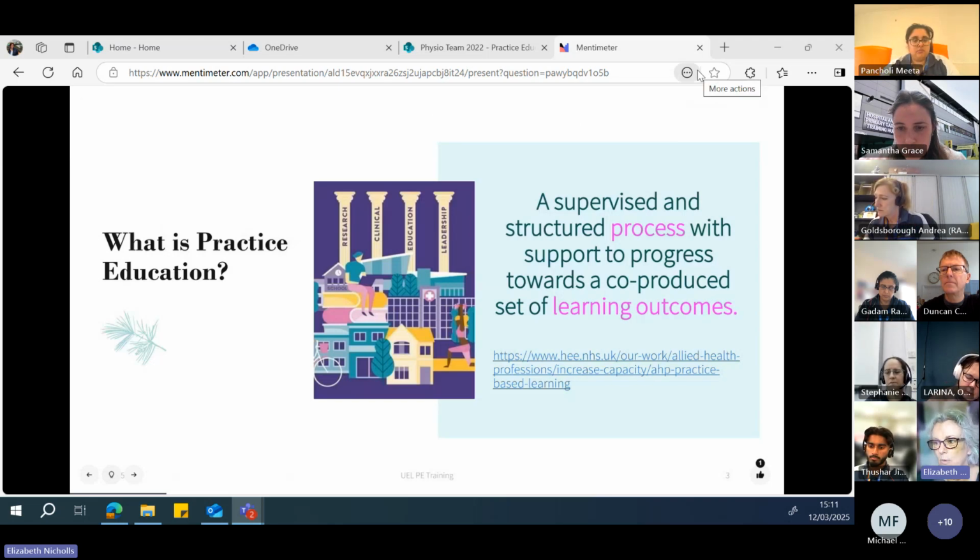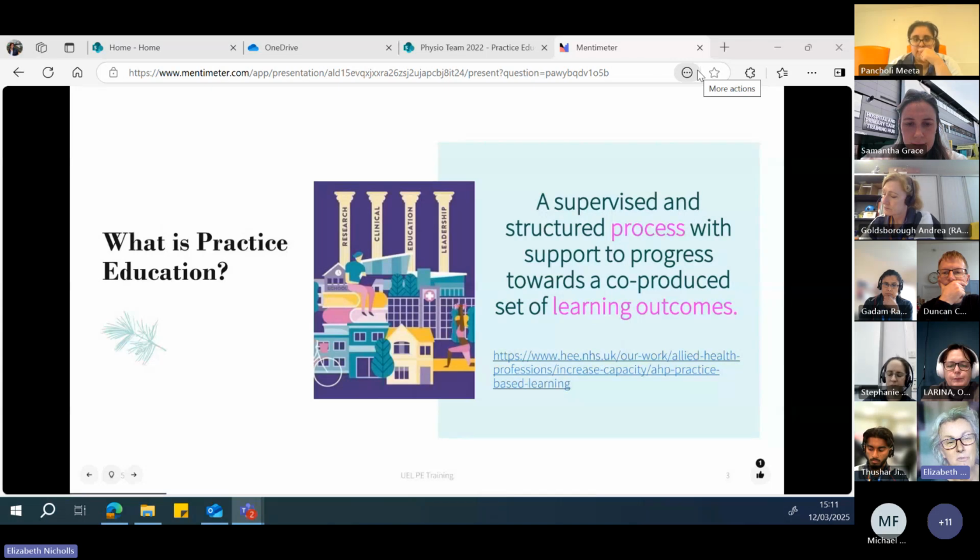So kicking off then with what is practice education these days. There's a lovely link there from NHS England, which you feel free to access at any point. But the key points here are that it is a process. And so when the students come out for, in this case, 4 weeks, we're very much expecting that by the end of the placement, they will have achieved their learning outcomes.